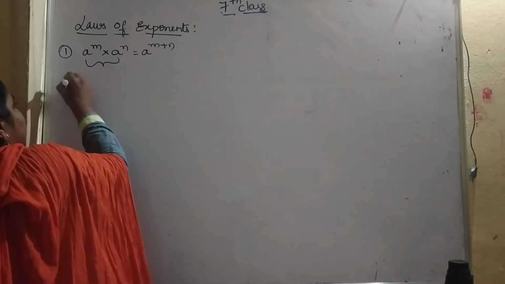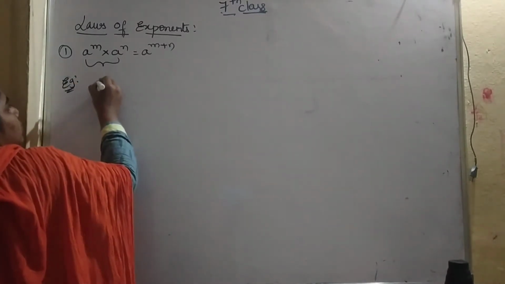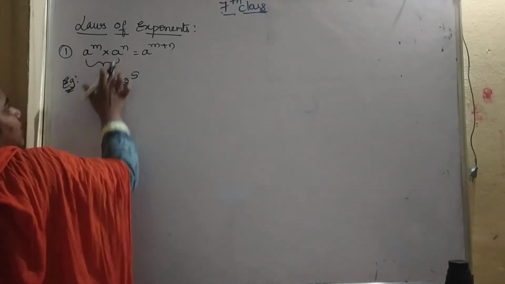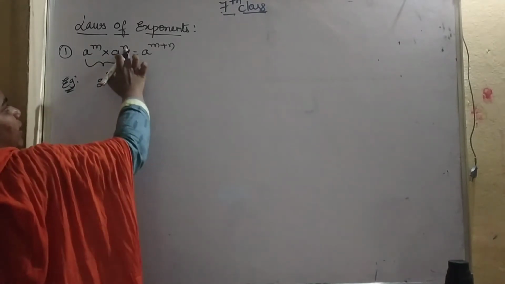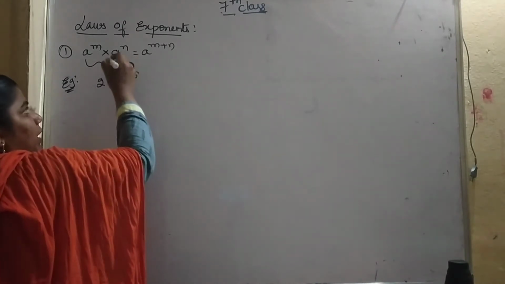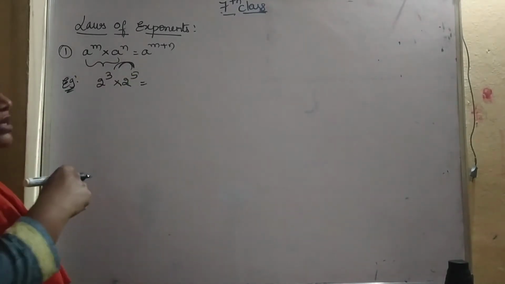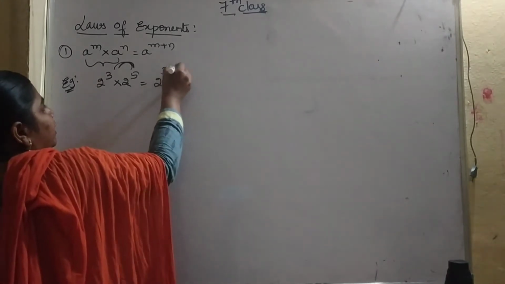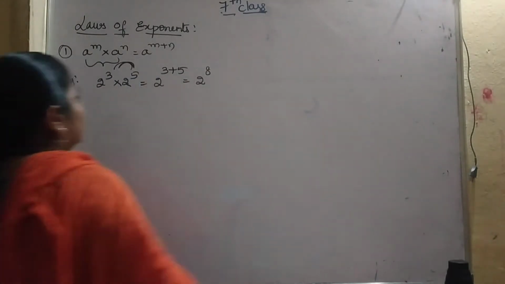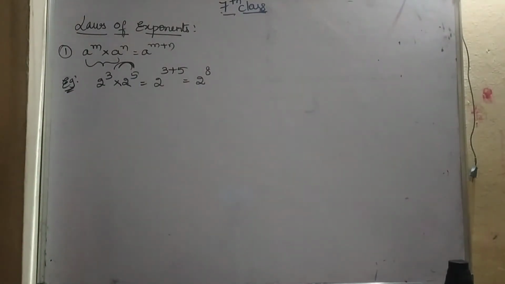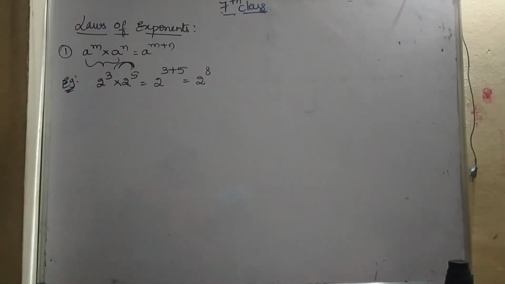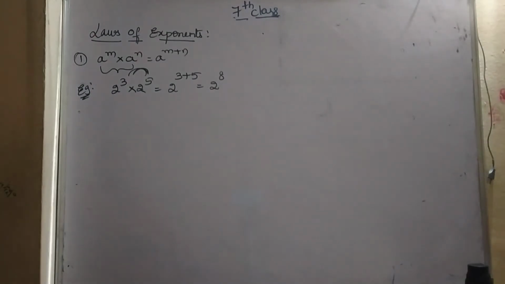One example we will see. It is in the form of 2 power 3 into 2 power 5. Here a is nothing but 2, m value is 3, n value is 5. When both the bases are equal, we have to add the powers, so we do addition for the powers. That is 2 power 3 plus 5, which is 2 power 8. So this is our first law.